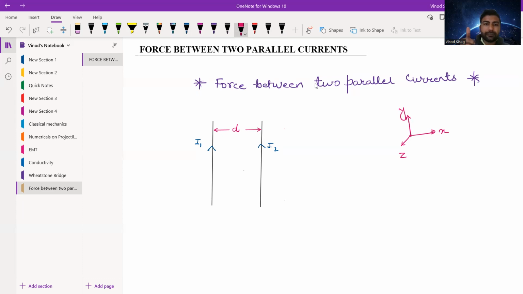Now the direction of magnetic field will be along the direction of the curved fingers. So towards the second conductor wire, the direction of magnetic field is into the page. Into the page means in the minus z cap direction. So here let me write.